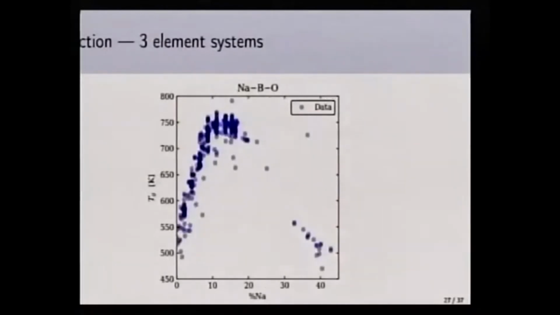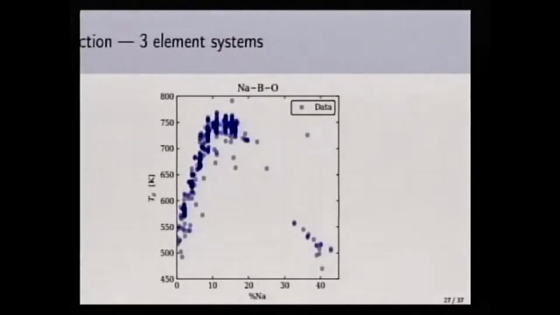Now this plot, we already saw. This was the boron oxide with sodium oxide. And this is a very weird system because TG increases, has a plateau, and then decreases. And this is the boron anomaly. Researchers in the last century were crazy about why this is happening, and because they studied it a lot, it got the name of boron anomaly.